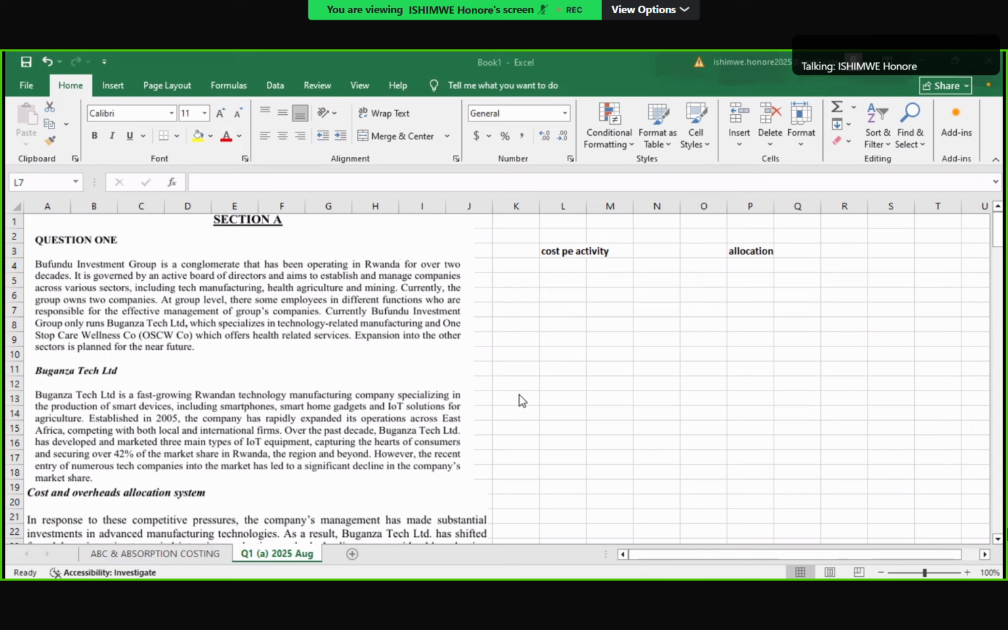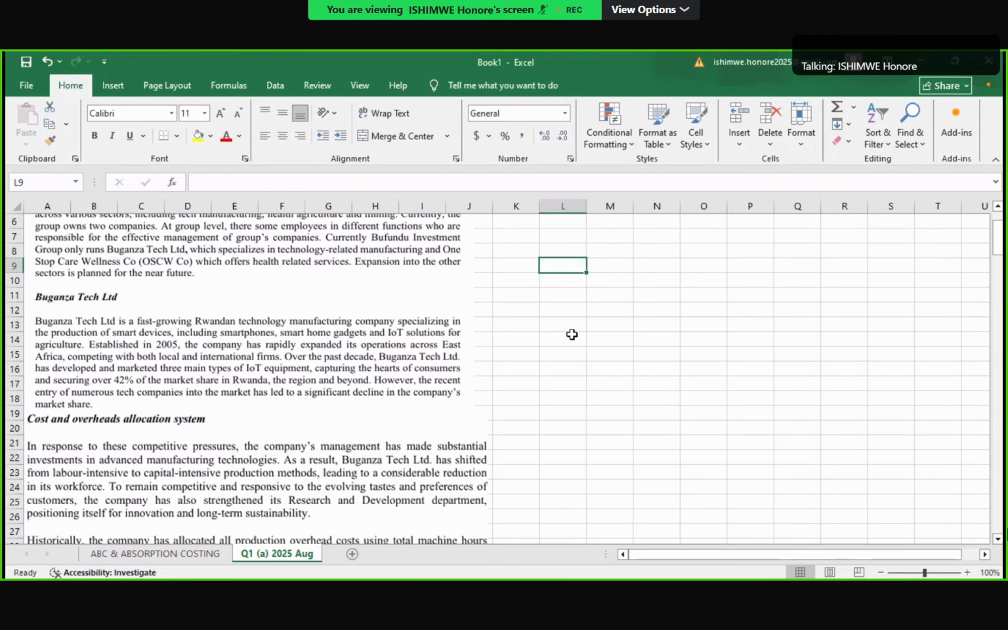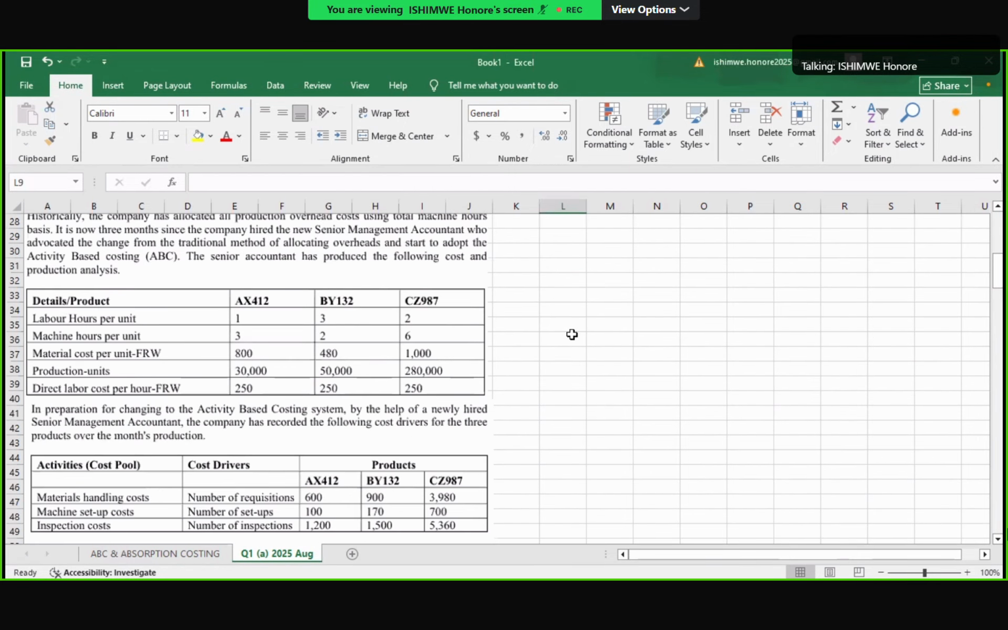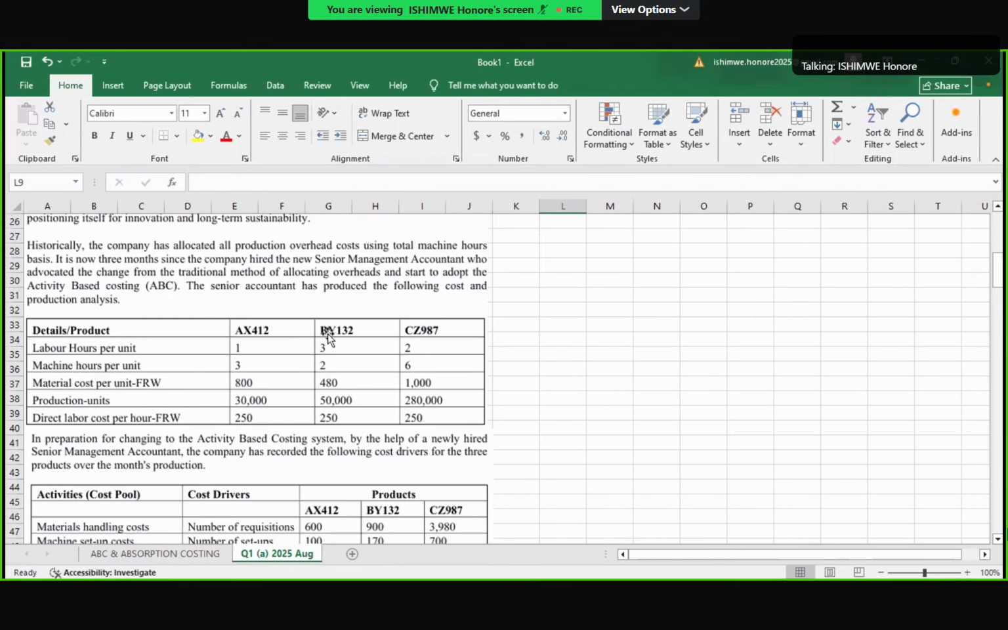Okay, I'm saying I come back. I finished what I was doing. So, cost per activity in our question, remember we have the cost centers actually AX, BY, and CZ. Are you there? I hope there is no question. Yes, it's August question 1, 2025. Yeah, question 1, part A.